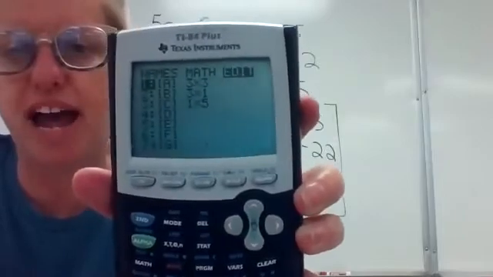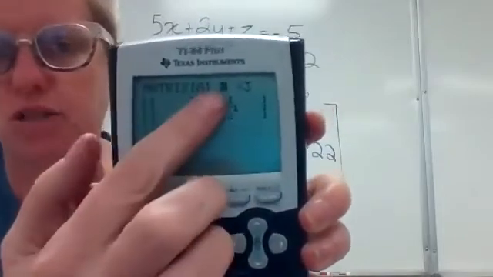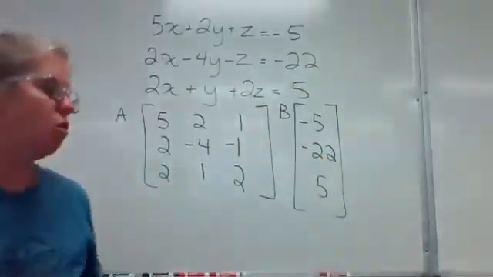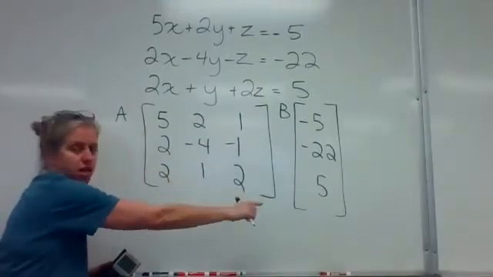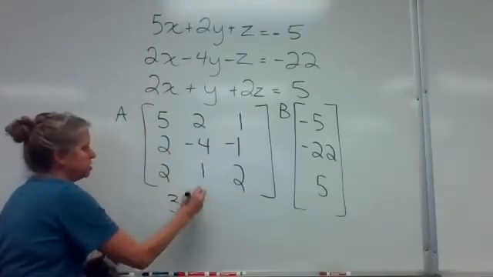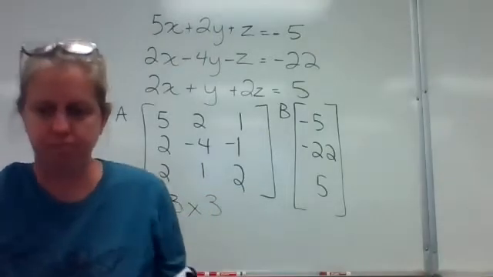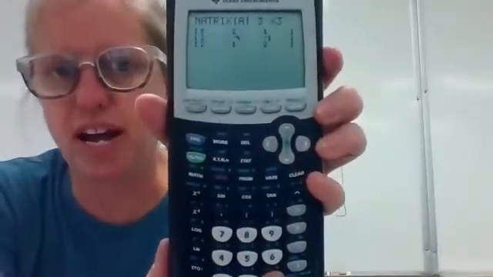Once you go over to edit, we're going to edit matrix A. Now mine is already matching this because I've already done this once today, but you need to tell your matrix. Remember, you've got to tell it the order of your matrix first, which is the number of rows by the number of columns. So this one has 3 rows and 3 columns. So you would do 3 enter, 3 enter.